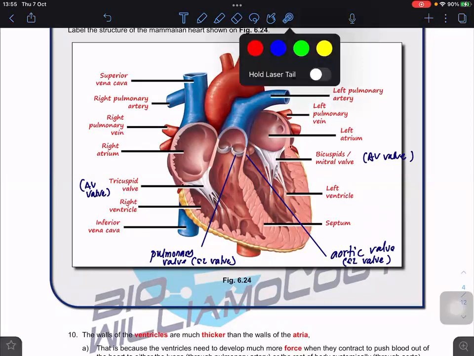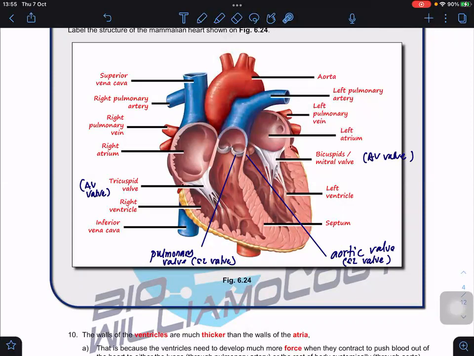Now I want you to look at the thickness. If you compare the thickness of the atrium to the ventricle, the atrial wall is definitely thinner. Why? Because the distance is very short. The atrium does not need to create a huge force to push the blood into the ventricle. Short distance, less resistance, therefore thinner compared to the ventricle.